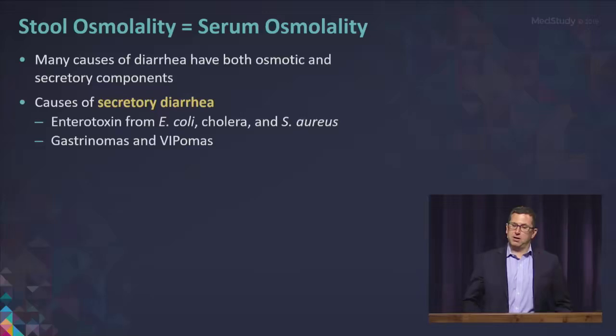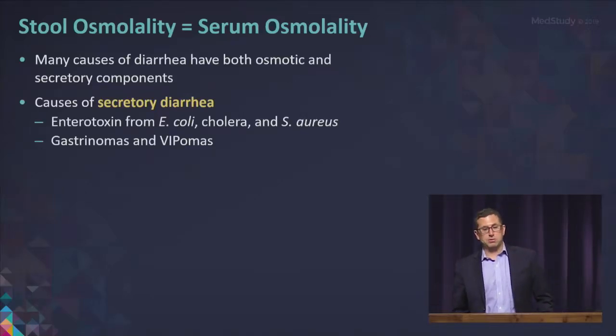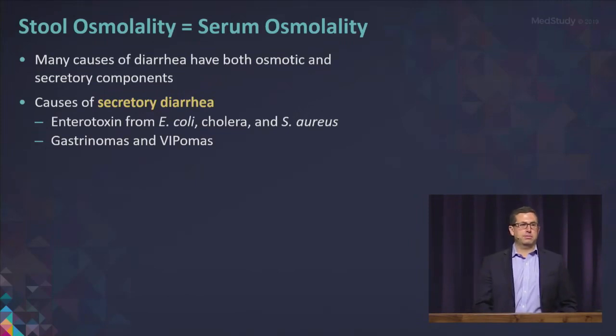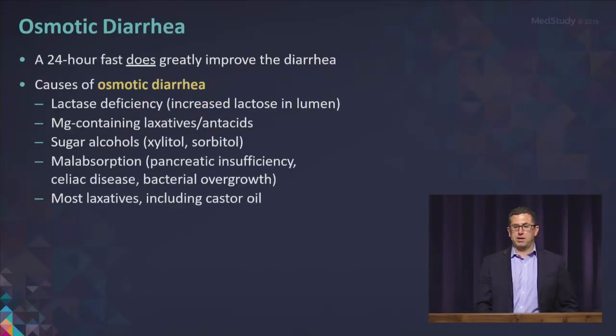With that being said, many causes of diarrhea could have both osmotic and secretory components. But some causes of pure secretory diarrhea would be an enterotoxin from a variety of organisms, such as E. coli or staph. Gastrinomas and VIPomas, some more slides on VIPomas coming up. Those could cause secretory diarrhea.